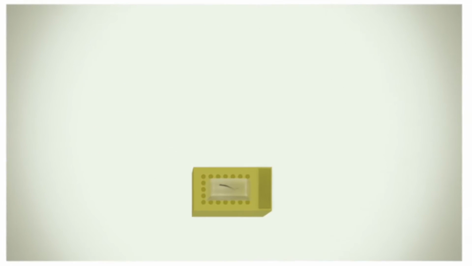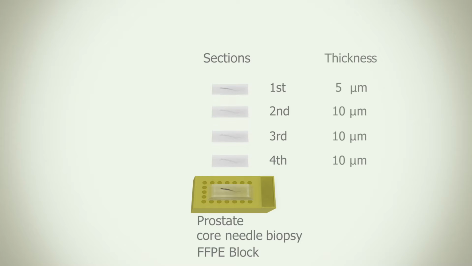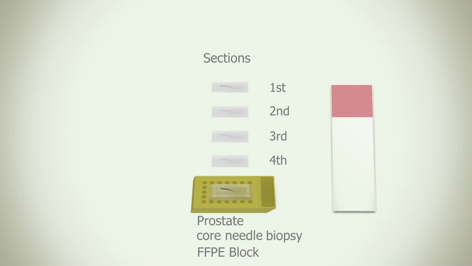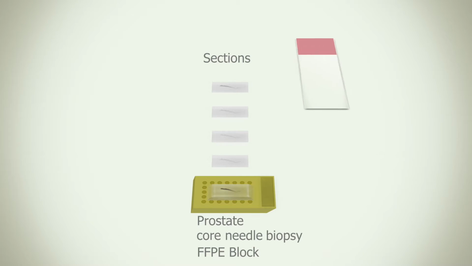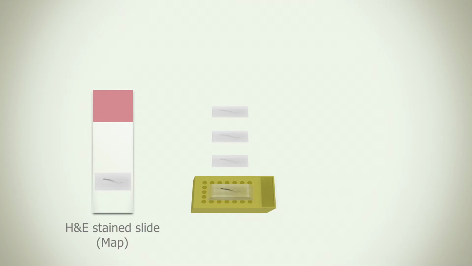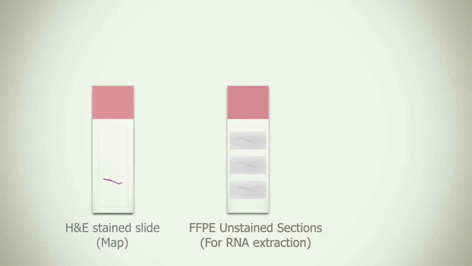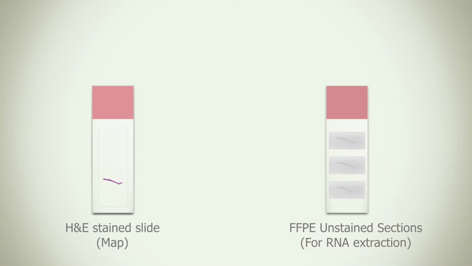FFPE sample sectioning. Prostate core needle biopsy FFPE tissue blocks are the starting material for preparing the test system. They shall be transformed into one hematoxylin and eosin stained slide, serving as a map, and the sequential FFPE unstained sections that will be used for RNA extraction.